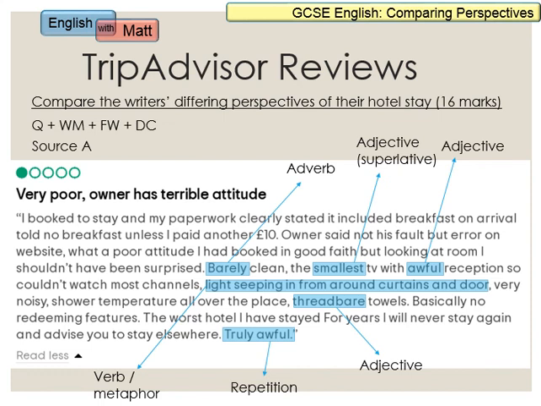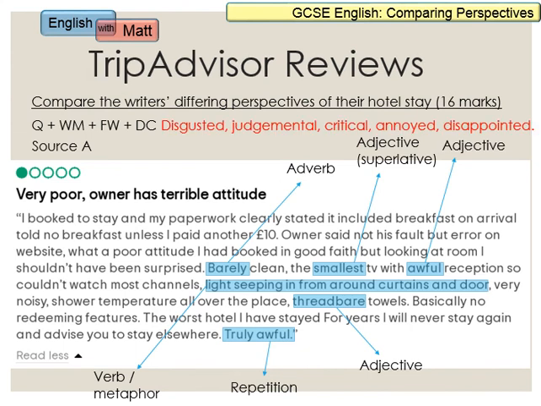We've now got to think about the feelings wheel. I've added in red some words that we could use to describe the attitude of this writer. The writer is disgusted, judgmental, critical, annoyed, disappointed at this hotel. And we need to tie those words in to the response because that means we are comparing the perspectives. Remember, we're not interested so much in the hotel, we're interested in what the writer thinks of the hotel. So there's a slight difference here between the two questions.